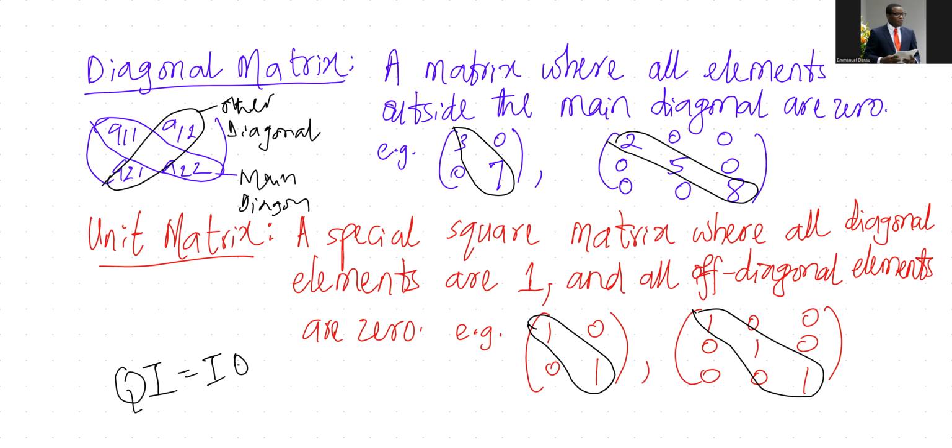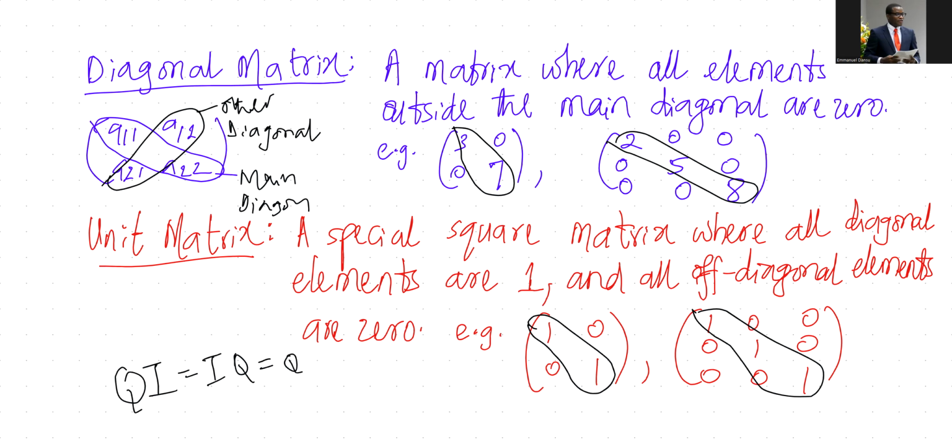It's just like when you multiply a regular number by 1. So the unit matrix plays a role of 1 when it comes to matrices. And of course, it only exists for square matrices. You don't have a unit rectangular matrix, for instance.